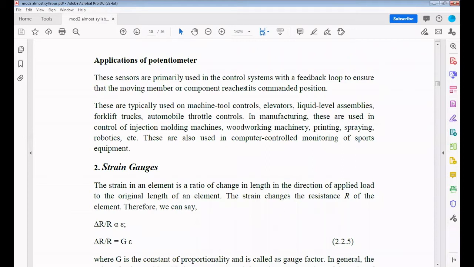So at least you have to remember a few applications, at least 5 to 6, minimum 5 to 10. But it depends on the marks. At least you have to remember at least 5 applications. Okay. So this is the potentiometer.